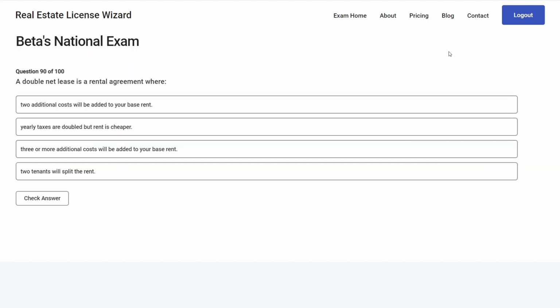90. All right. A double net lease is a rental agreement where two additional costs will be added to your base rent. Yearly taxes are doubled, but rent is cheaper. Three or more additional costs will be added to your base rent, or two tenants will split the rent. All right, think that one over. Come up with your answer. All that good stuff.